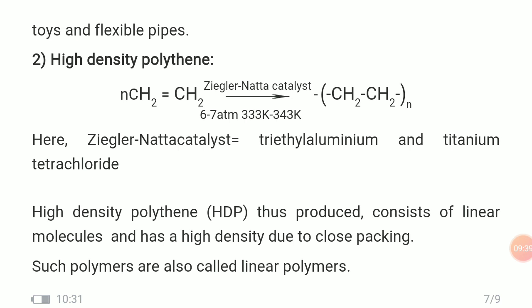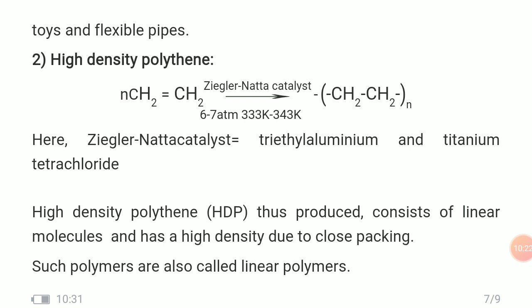The second polythene is high density polythene. High density polythene is formed when n number of ethene molecules react with a Ziegler-Natta catalyst at 6 to 7 atmospheres and 333 Kelvin to 343 Kelvin temperature, and we get high density polythene. The short name of high density polythene is HDPE.